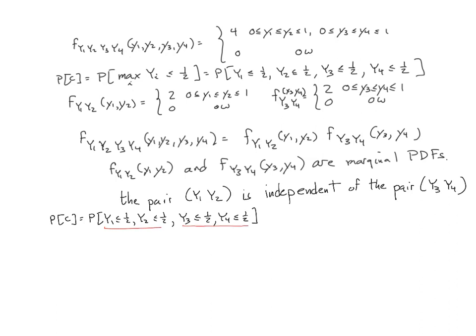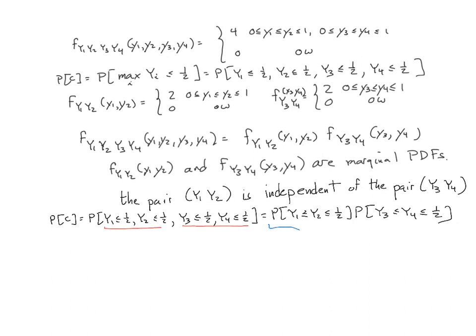The one independent event is that y1 and y2 are less than a half, and the second independent event is that y3 and y4 are both less than or equal to half. So this is the probability that y1 is less than or equal to y2, less than or equal to half, and the probability that y3 is less than or equal to y4, less than or equal to half.